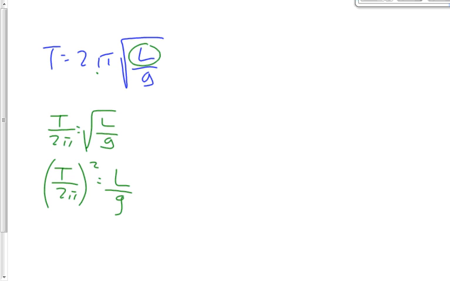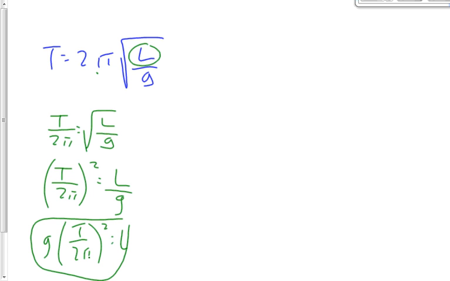Now we want to solve for L. We're almost there. Nathan, what are we going to do to solve for L? Good. Get rid of the G by multiplying by G. It becomes G times T over 2 pi squared equals L. Looks a little bit funny. Doesn't look as funny as when we're solving for G.